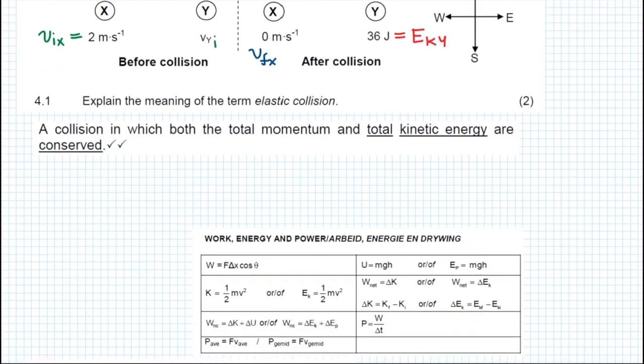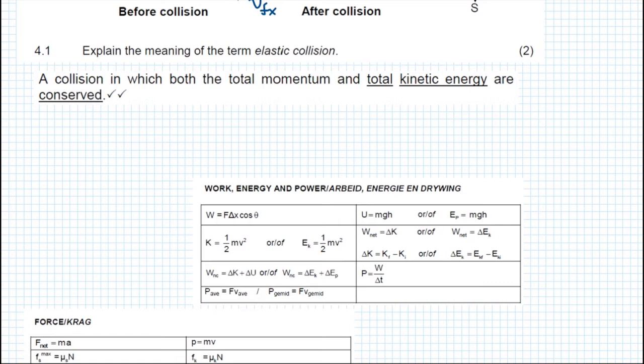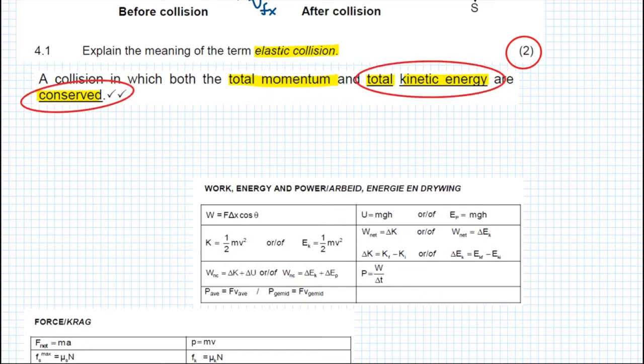Question 1.4 says, explain the meaning of the term elastic collision. An elastic collision is a collision in which both the total momentum and the total kinetic energy are conserved, or you can say are kept constant. Now grade 12s, you will only obtain the 2 marks possible for this question if you state the underlined parts correctly. If you say it is a collision where the total kinetic energy is conserved, it is true that the total momentum will be conserved as well.